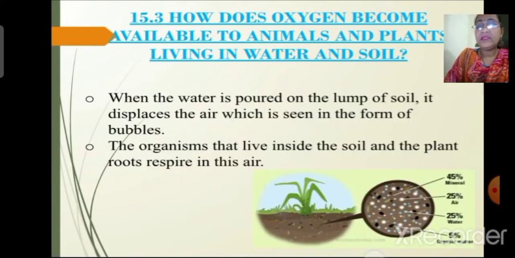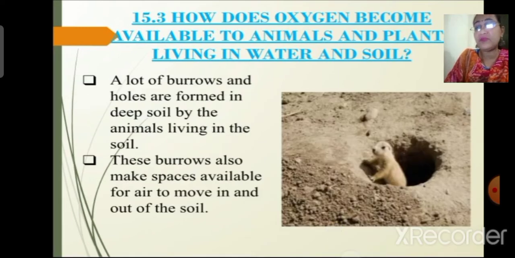Similarly, children, when the soil is porous and gets wet, the air present in the soil is replaced by the water, and the air that comes out of the soil is actually respired by the animals present in the soil and also by the plant roots. You can see in the image that the soil is usually porous and 25% of it is occupied by air. A lot of animals live in the soil by making burrows and holes in it, like rabbits, platypus, beetles, snakes, earthworms, etc.